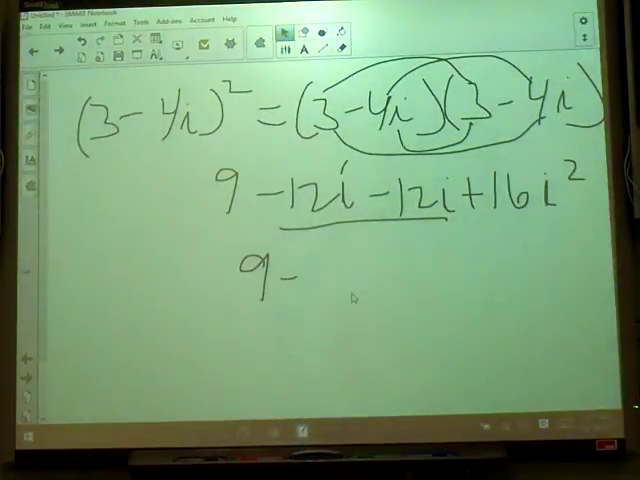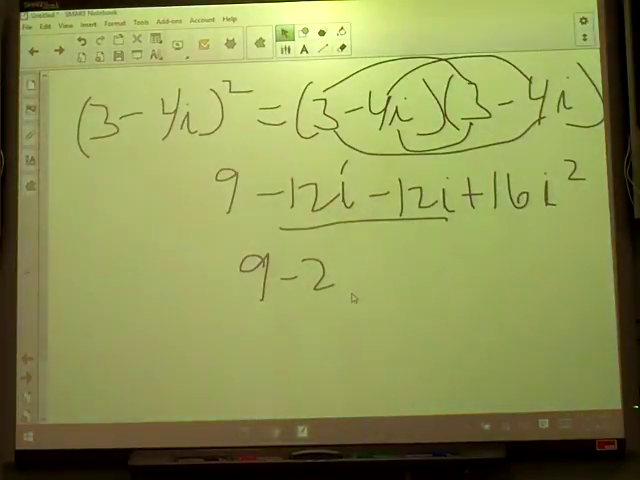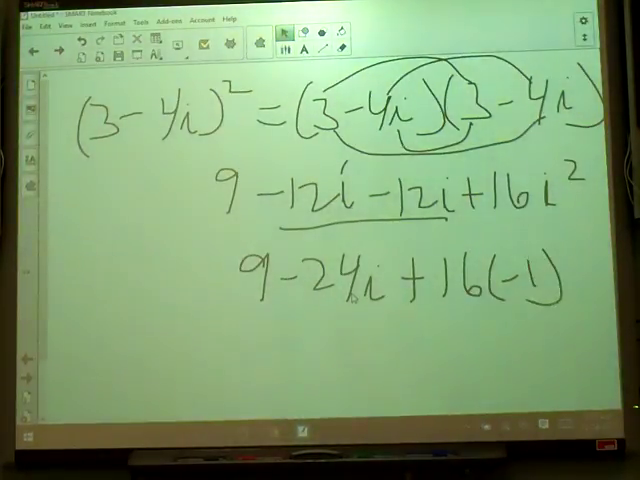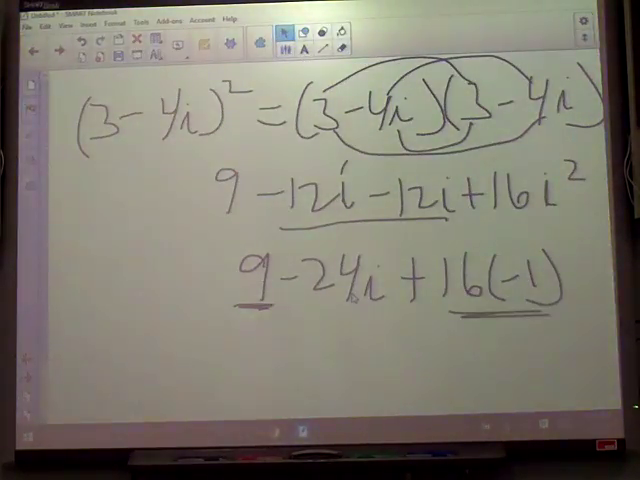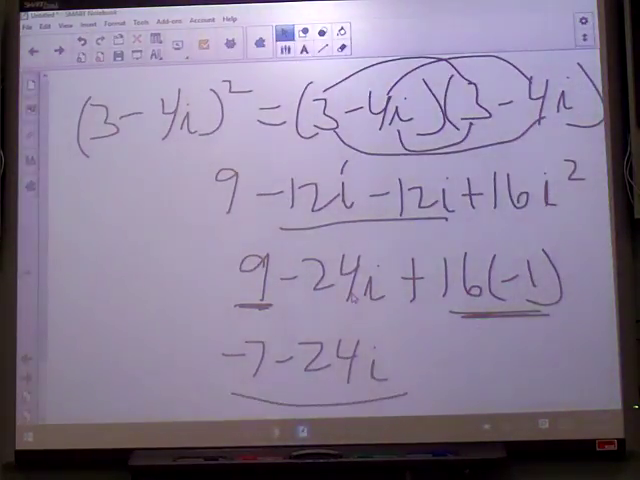-12i, like terms, is -24i. i squared is the same as -1, so it's 16 times -1. 16 times -1 is the same as -16, so you've got like terms, 9 minus 16 gets you a -7. And that's it.